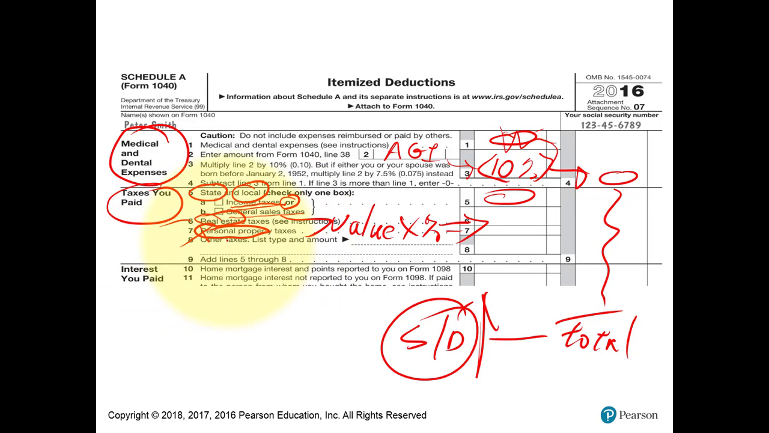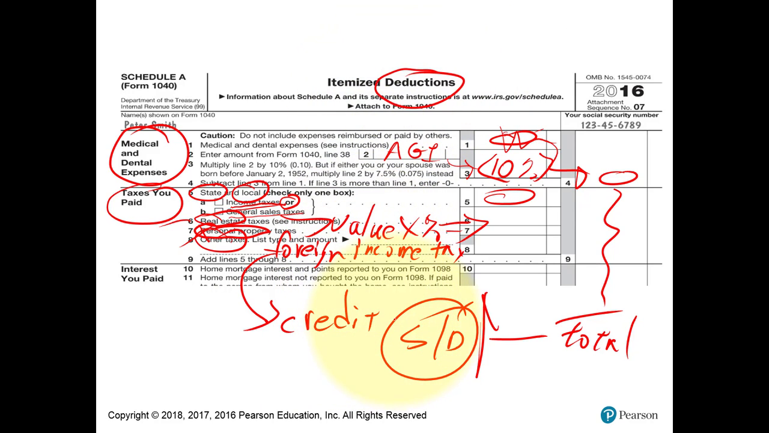Here in line 8, where it says other taxes, the main one possibly you'll see here is foreign income taxes. And more times than not, you won't see it here because the better place to claim foreign income taxes is to claim it as a tax credit and not as a deduction. So we'll learn more about credits in a future chapter, I believe our last chapter of the semester.